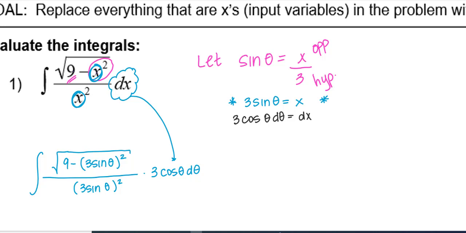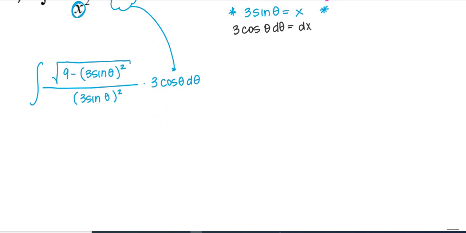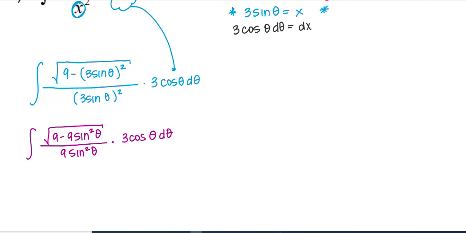Okay, this should simplify into a trig integral, and we should have just gotten done doing a section on trig integration. So I got to be good at that before I do trig substitution. But now let's see here. I'm going to simplify this a little bit. Square root of 9 minus 9 sine squared theta, that's where my square root ends, over 9 sine squared theta. And I'm going to just copy down my dx, which was that 3 cosine theta d theta.